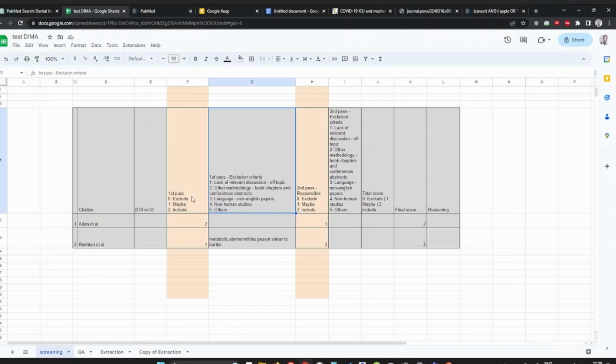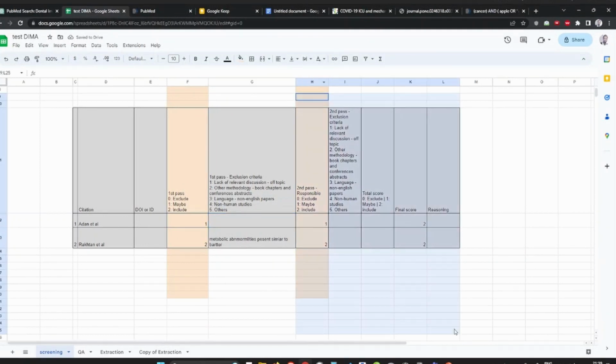a particular paper, I'm saying 0 for exclude, 1 for maybe, and a 2 if we have to include this. So I'll put a 2 here, so I am including this paper. I'll put a 1 here if I am excluding this paper. I will give my reason for that in the next column.